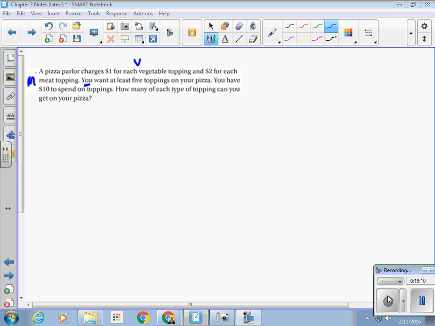Let's look at the second sentence. You want at least 5 toppings on your pizza. So you want veggies and meat to be greater than or equal to 5. You want your veggies and meats to be at least 5 toppings. If we can afford more, then we'll put more on.